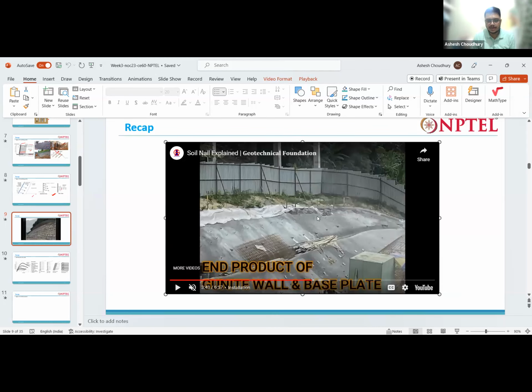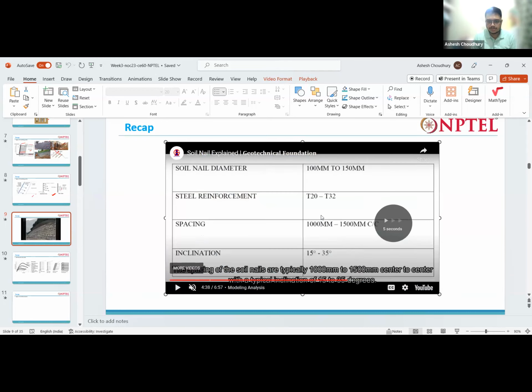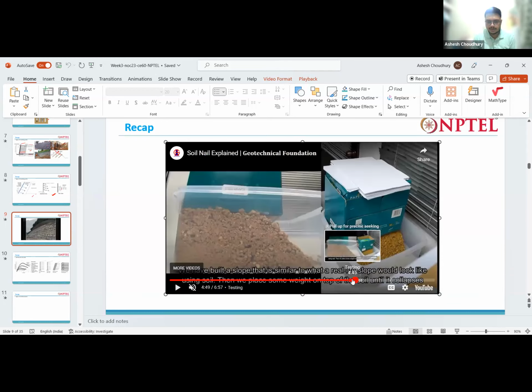You can see this is the end product, the slope. Here later I think they have shown. Okay, now let us see this one.